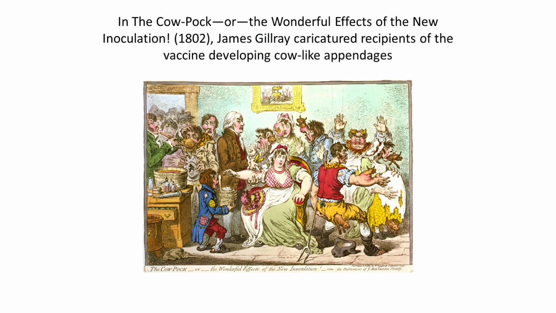This caricature, The Cowpox, or the Wonderful Effects of the New Inoculation, 1802, by James Gillray, caricatured recipients of the vaccine developing cow-like appendages. And I think you'll see that cows are beginning to appear from various places. Critics, especially the clergy, claimed it was repulsive and ungodly to inoculate someone with material from a diseased animal. But the obvious advantages and protection of vaccination became obvious, and it soon became widespread. And one of the greatest achievements of world public health policy was the global eradication of smallpox.